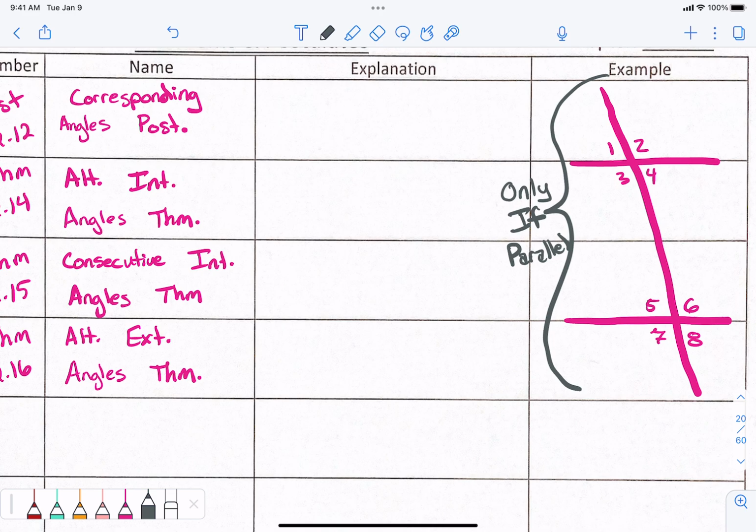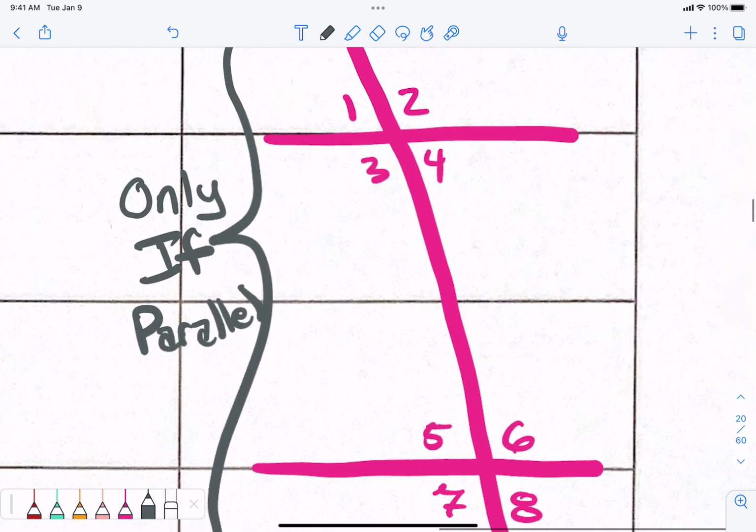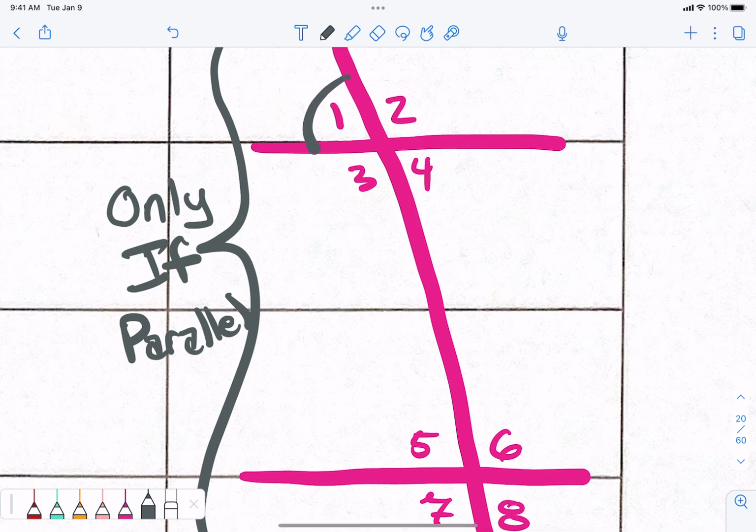Good? So the lines have to be parallel in order for this to work. Okay? Alright, so corresponding angles. Let's talk about corresponding angles for just a second. Which angle corresponds to angle 1? Angle 5. Okay, now, those are corresponding angles. If these two lines are parallel, what will be true about angle 1 versus angle 5? They're the same. They will be the same measure. They will be congruent. They will be exactly the same value.